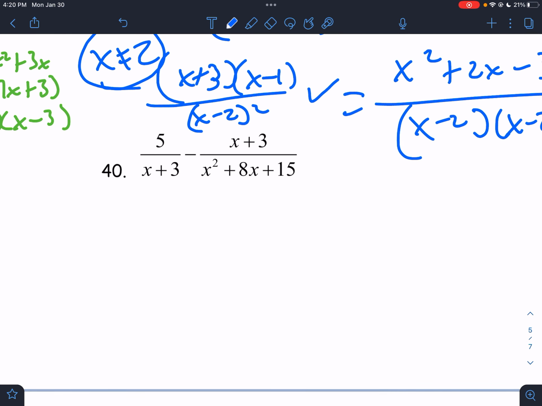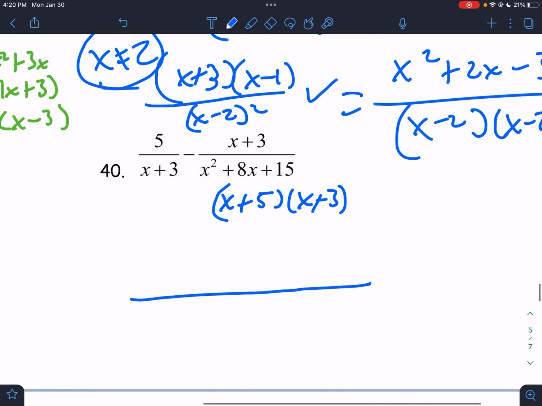Over here, this would be x plus 5, x plus 3. So this needs an x plus 5. So make a big fraction. The bottom's going to be x plus 5 and x plus 3. This one has an x plus 3.